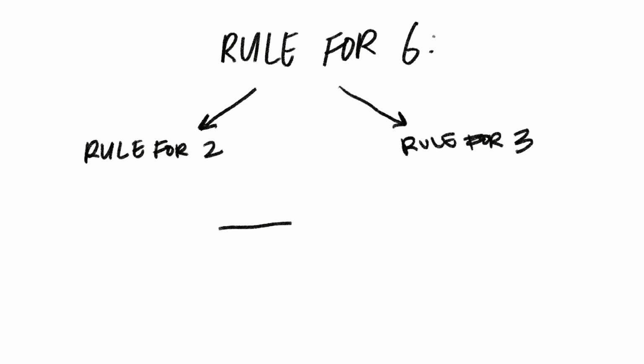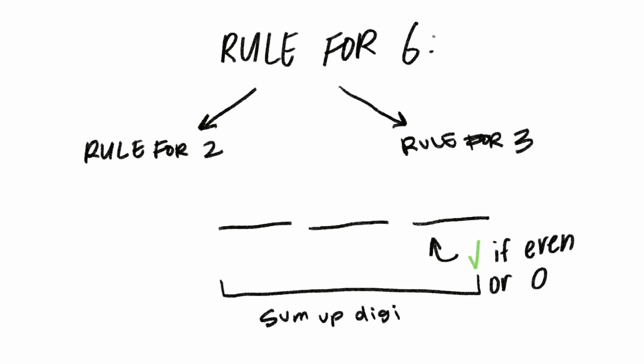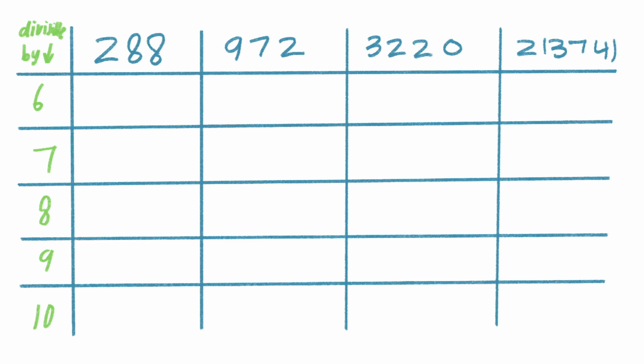For example, the divisibility rule for 2 is that the last digit has to be either 0 or even. The divisibility rule for 3 is that all the digits must add to a number divisible by 3. To the left here, we see that we have 288. To check if this is divisible by 6, we first check the last digit if it's either 0 or even. And since 8 is even, 288 is divisible by 2.